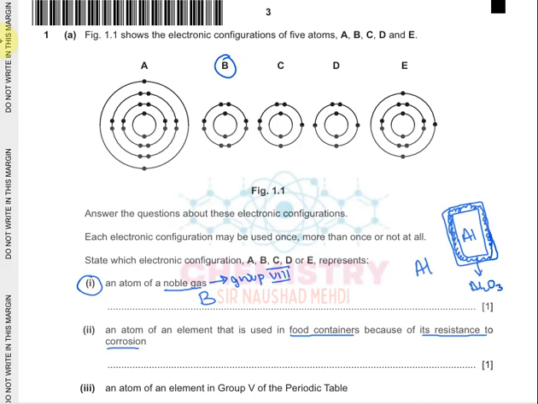So you have to identify which element out of these is showing the electronic configuration of aluminium. For that you have to use the periodic table, and there you can see that the atomic number of aluminium is 13. So its electronic configuration is 2, 8 and 3. Here you can see that the element E is showing the electronic configuration 2, 8 and 3. So the answer for this one is E, which is the aluminium atom.